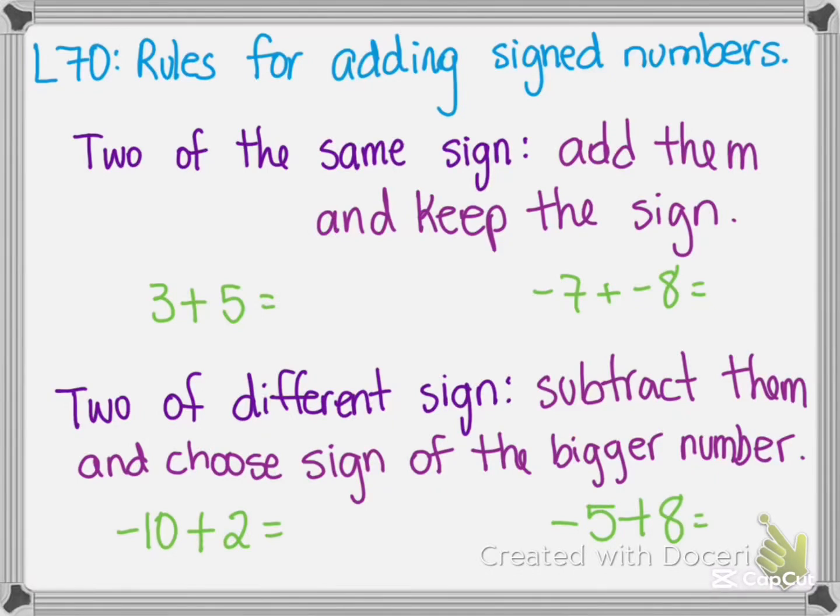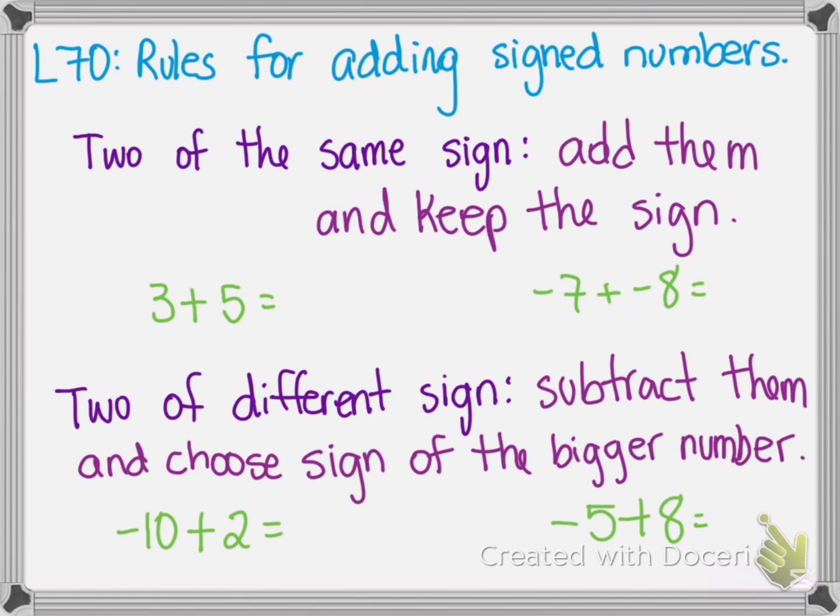Lesson 70, Rules for Adding Signed Numbers. This is really fun. You guys are going to enjoy this a lot. So these two are the rules for adding signed numbers. Signed numbers is what we looked at in lesson 69, that we have the positive numbers and the negative numbers. So what happens if we have to add them? Well, these are the two rules.